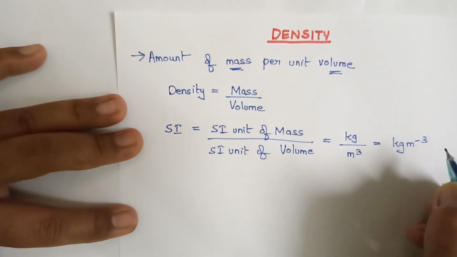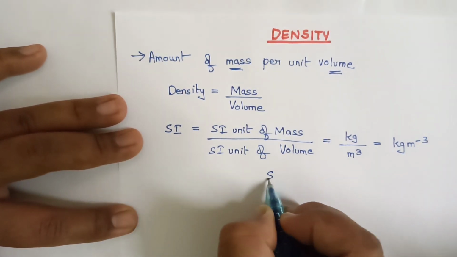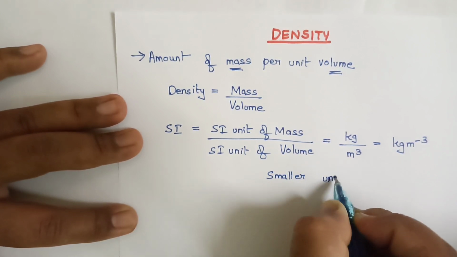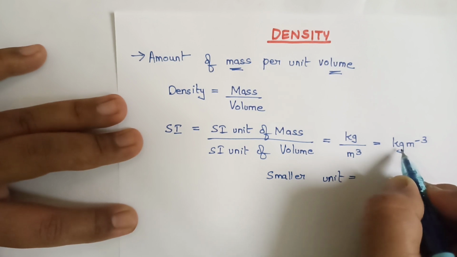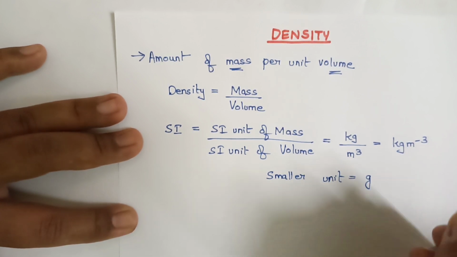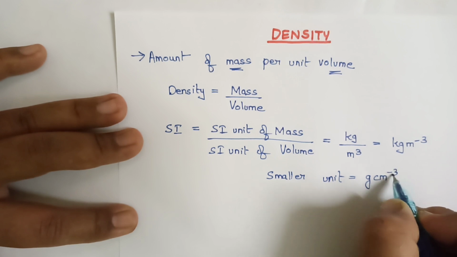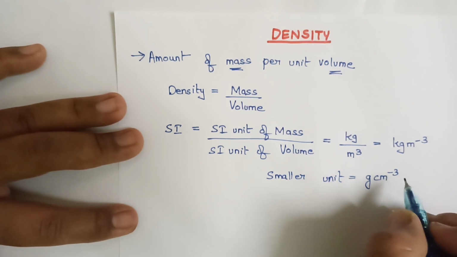Remember, in laboratories we use the smaller units, no? So the smaller unit will be... what is the smaller unit of kilogram? Grams. What is the smaller unit of meter? Centimeter. So gram per centimeter cube.